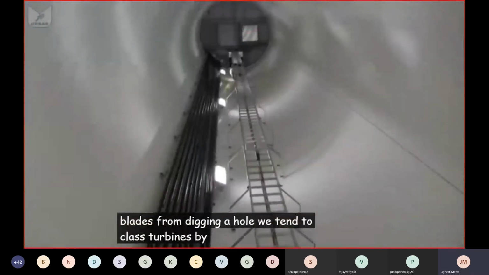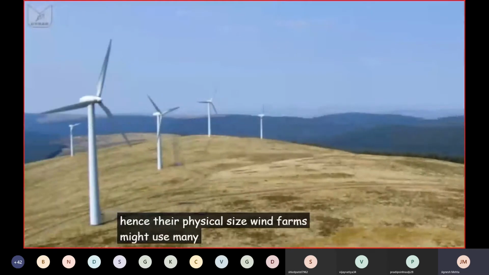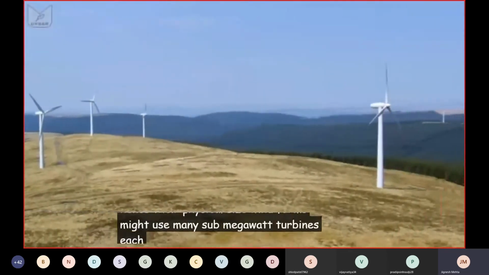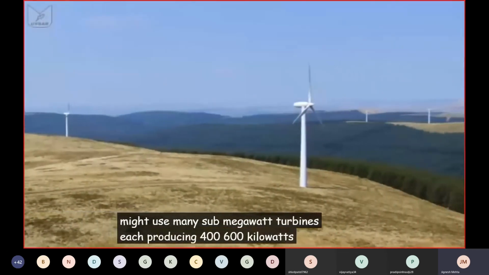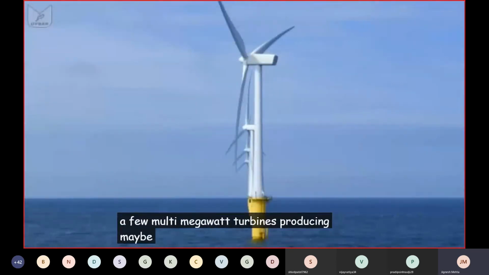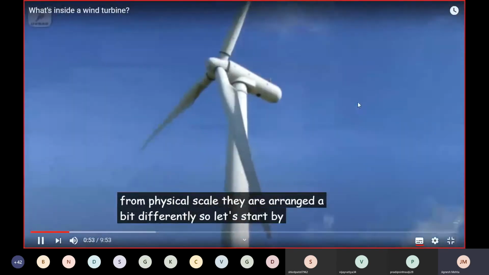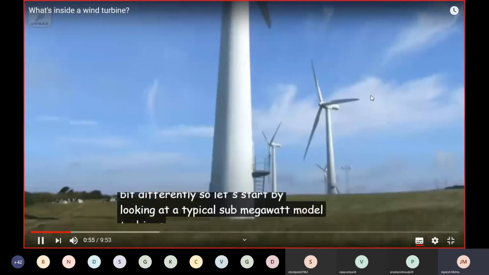We tend to class turbines by their power output and hence their physical size. Wind farms might use many sub-megawatt turbines, each producing 400, 600 kilowatts each, or a few multi-megawatt turbines producing maybe up to 3 megawatts per unit. Apart from physical scale, they are arranged a bit differently. So let's start by looking at a typical sub-megawatt model.